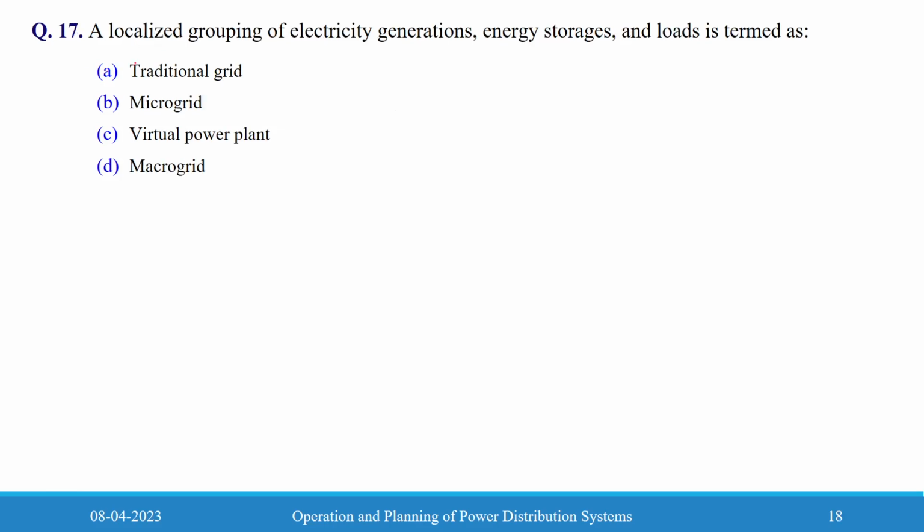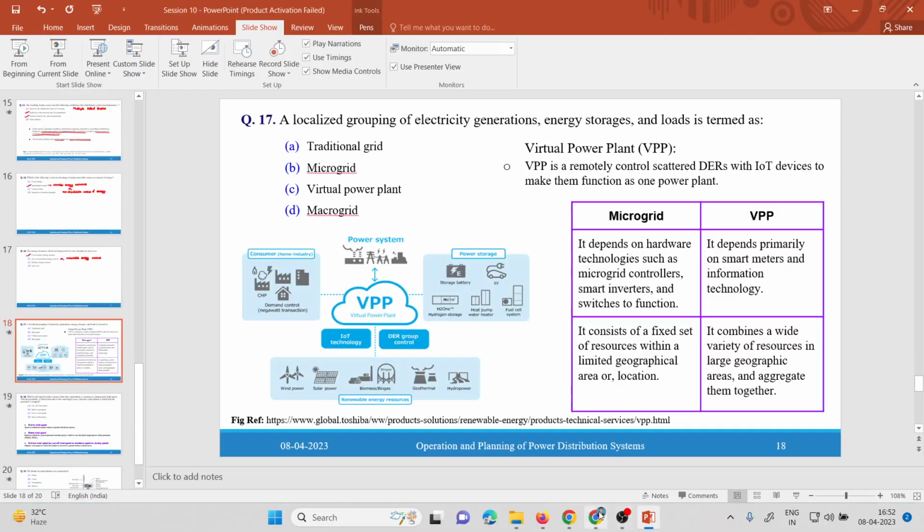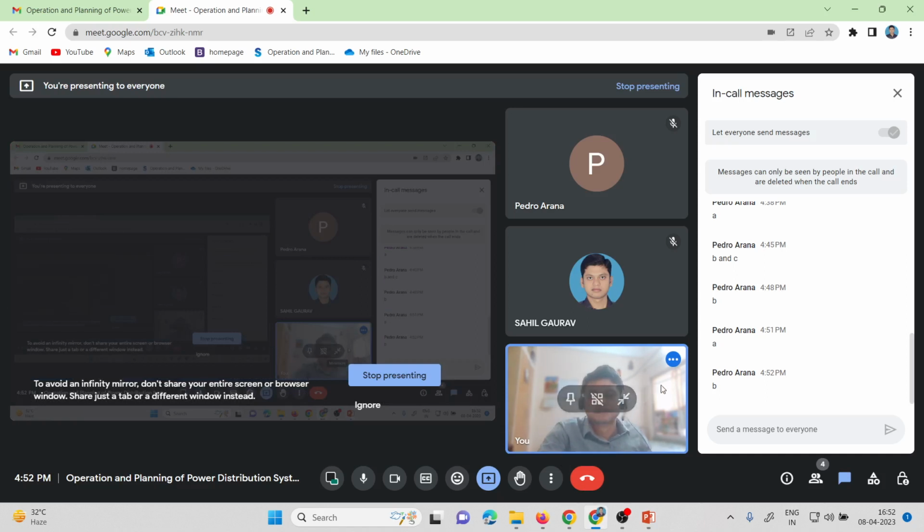The next problem: a localized grouping of electricity generation, energy storage, and loads is termed as. The options are: A, traditional grid; B, microgrid; C, virtual power plant; D, macrogrid. There is a difference between micro and macro; both have different meanings. So type your answer in the chat box. Yes, B is the correct option.